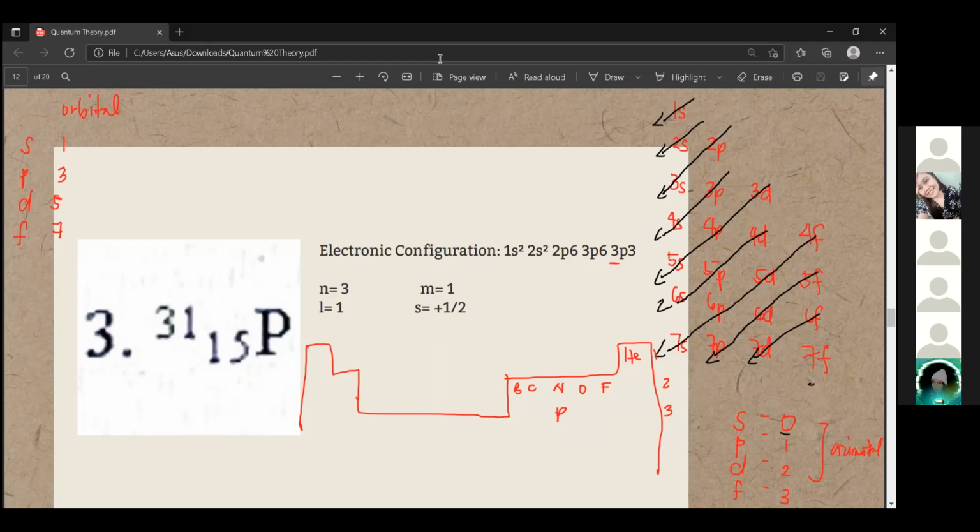Nasa third period siya. And then p3, which means nasa p side siya. This one is the p side. And 3 man. So third element from boron. Sa baba ni nitrogen kasi nitrogen is on the second energy level. That's how class you locate an element. Even if wala kang periodic table dyan na hinahawakan.